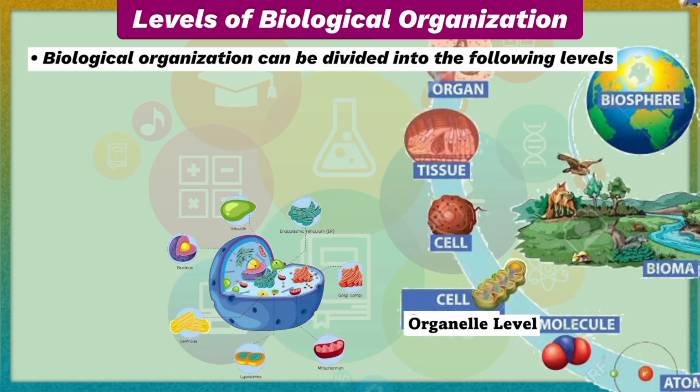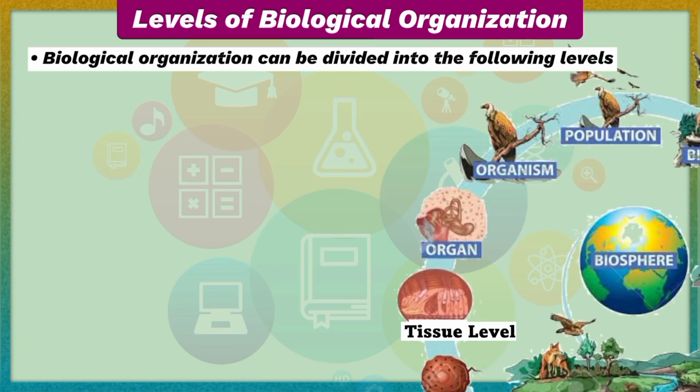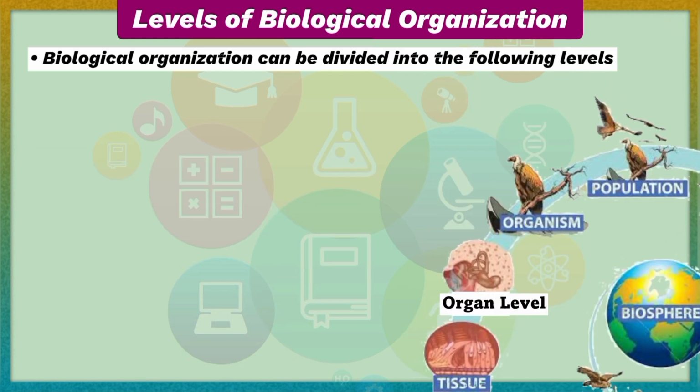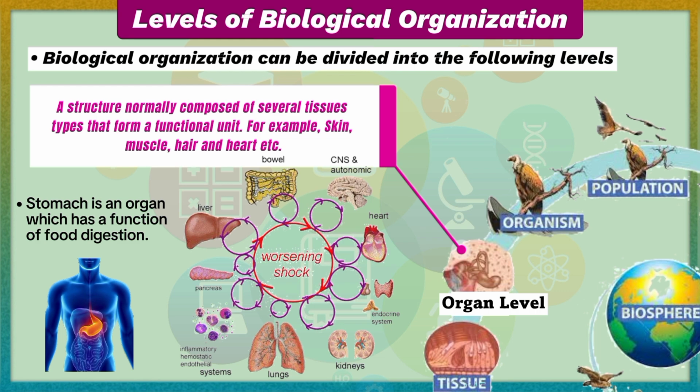Cell organelle level. A cell organelle is a structure within a cell that performs a specific function. Numerous subcellular structures like mitochondria, Golgi complex, endoplasmic reticulum, ribosomes, etc., have been studied for their structure and function. Tissue level. A tissue is a group of similar cells that perform a specific function. Organ level. A structure normally composed of several tissue types that form a functional unit. For example, stomach, which is an organ, has a function of food digestion.